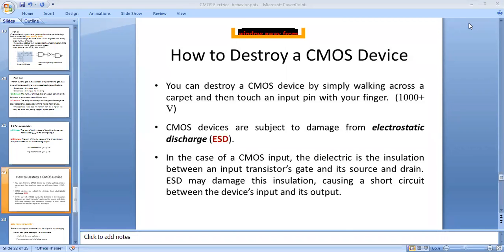Do you remember the CMOS construction? At the input side, we have one gate terminal, gate and channel. Between gate and channel, we have some silicon dioxide material which acts as an insulating material. So at the input side, we have a capacitance effect like in transistors. In transistors also, at each junction, we have some capacitance effect.